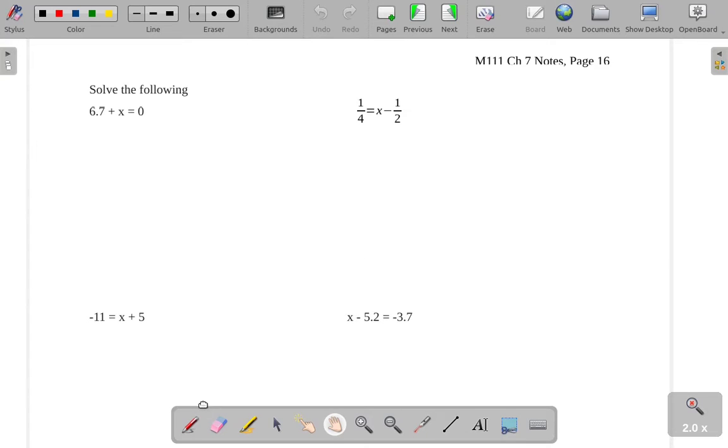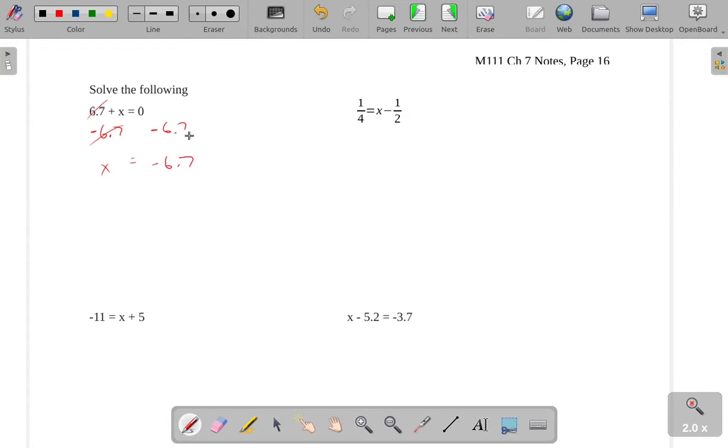We'll just do a few more examples. 6.7 plus x equals 0. I'm trying to solve for x here, which means I want to get rid of the 6.7, and that's added on to the x. These are added together. So that means I'll use subtraction to undo the addition. I'll subtract 6.7 from this side of the equation as well. They cancel out here, and the x equals, well, negative 6.7.